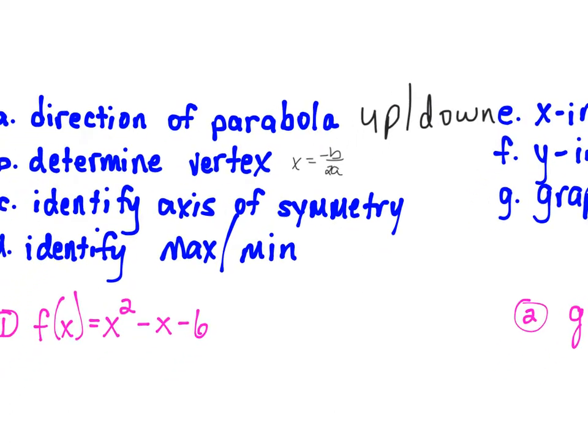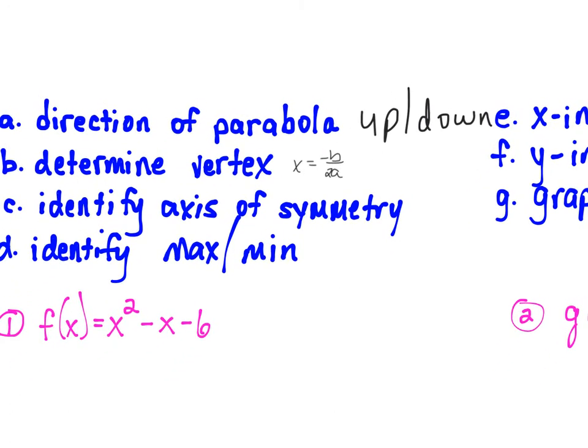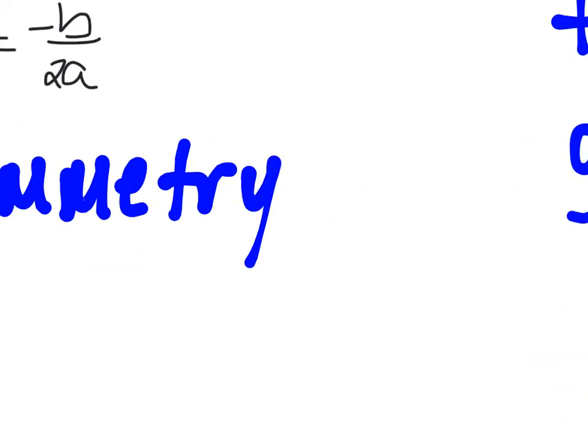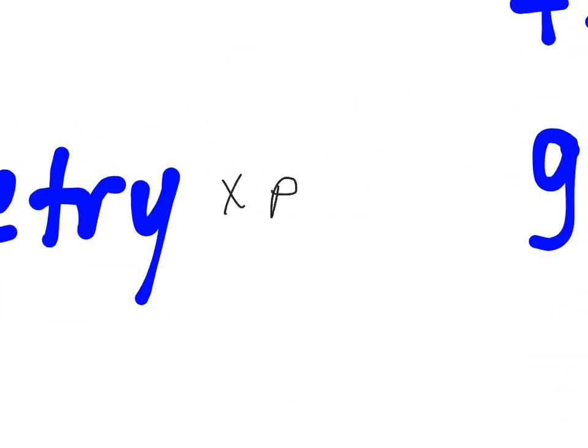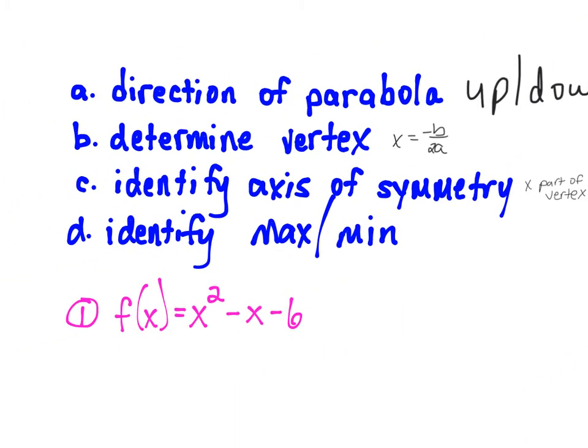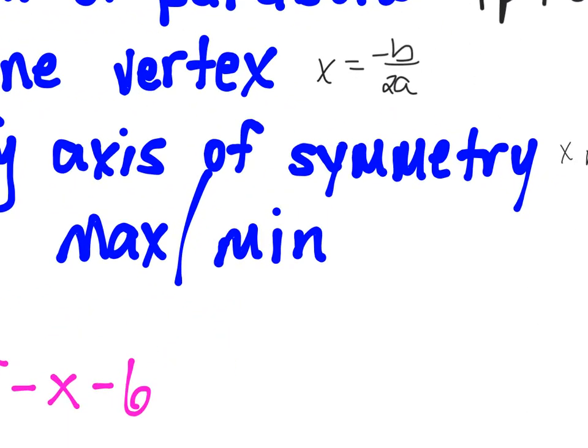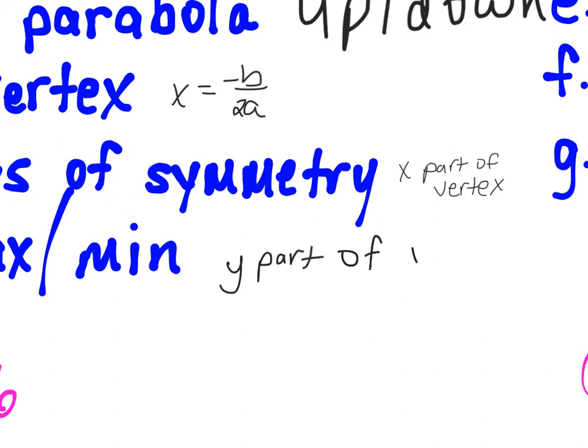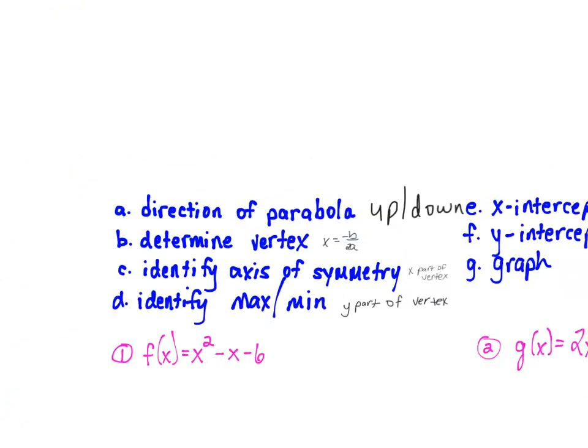All right, when I ask for the axis of symmetry, you guys already know that. Once you find the vertex, you can tell me what the axis of symmetry is. It's the x part of the vertex. Do we just write it? You need to write x equals whatever. If you just put a number, I'm taking points off. When I talk about a maximum or minimum, that's the y part of the vertex. So you guys would tell me, if it's a maximum, you would say max at y equals whatever. Minimum at y equals whatever.